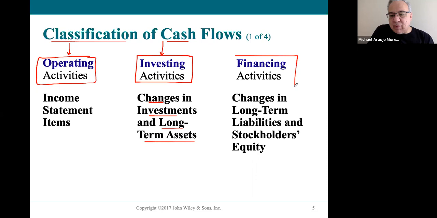Financing activities revolve around the other side of the balance sheet. Where are they getting money? Remember, financing, where are you getting money? How are you raising your cash? Overwhelmingly, you're either borrowing money or owners are putting more money in. So financing activities look at changes in liabilities and stockholders' equity for that.